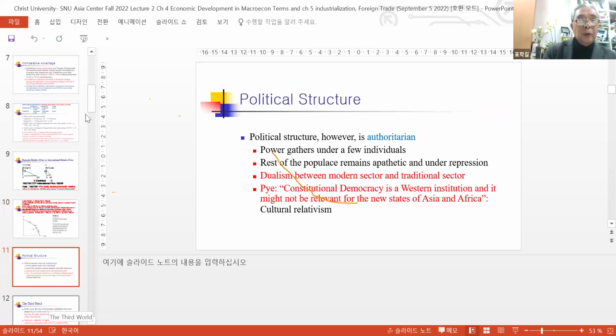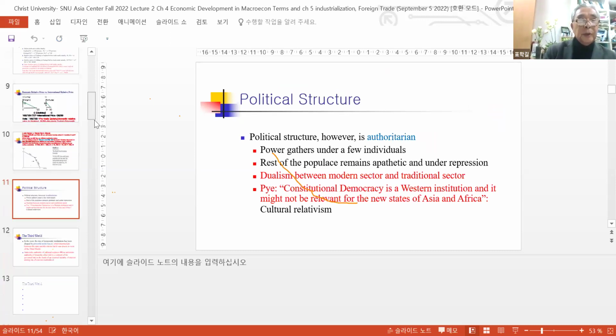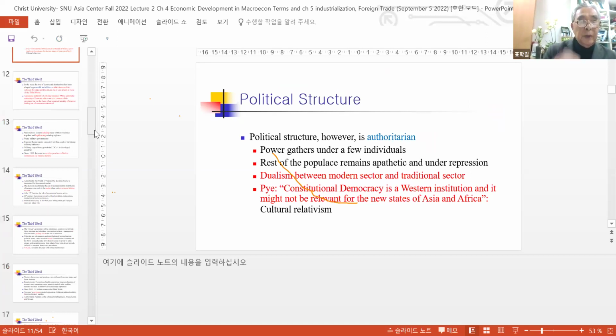Okay, so I hope this supplement covered the very important concepts of division of labor and comparative advantage with a new numerical example.